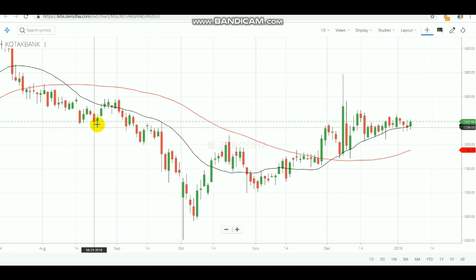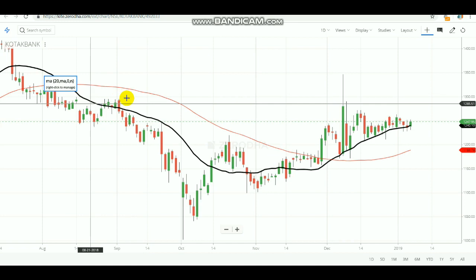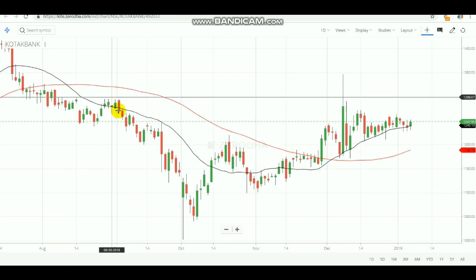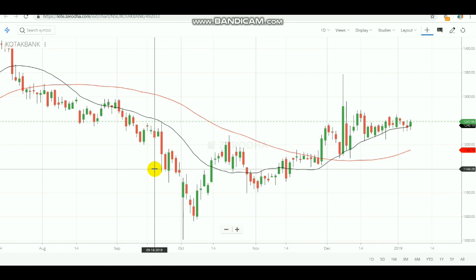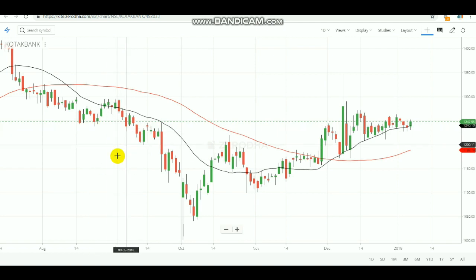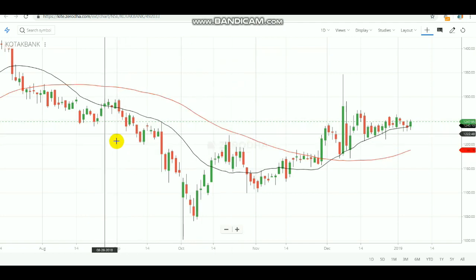Again, it came up to this level. Again it gave an entry, so you can sell here, and again it came down. So like this you need to make an entry and reap the profit. You need to watch it day by day. By watching it day by day, at the end you can get some clear view. So this one day chart will give you a clear view of that.